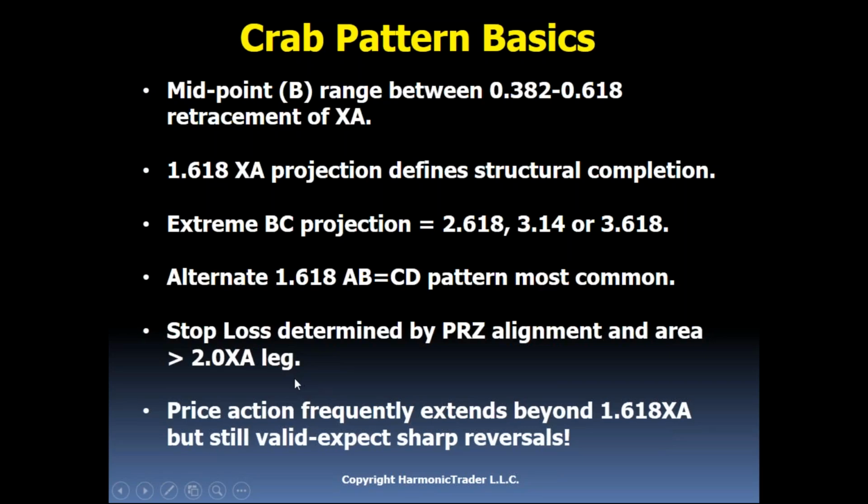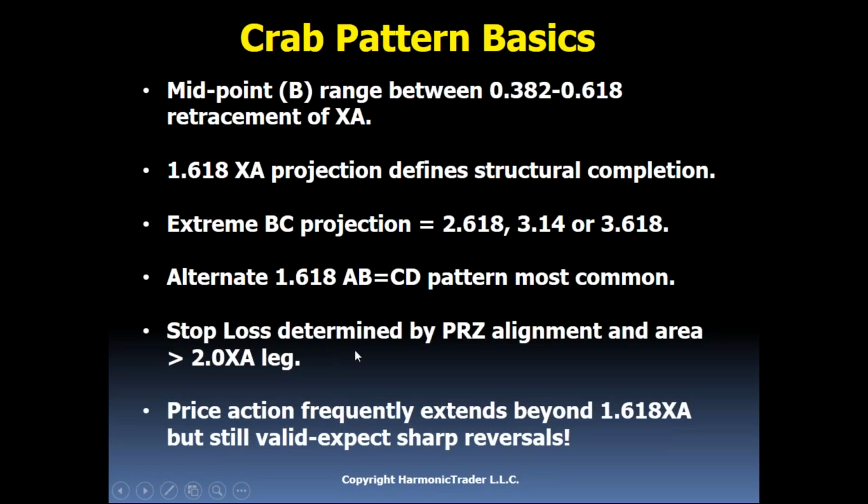So let's look at the crab, because the crab does provide more opportunities, but again is differentiated by the midpoint at B, which is typically between a .382 or .618 of the XA leg. Now in the crab, we look for a 1.618 XA projection. This is complemented by extreme BC projections such as a 2.618, 3.14, 3.618. Also, the extremity of the structure is denoted by the alternate 1.618 AB equals CD pattern. That's the most common type in this structure.